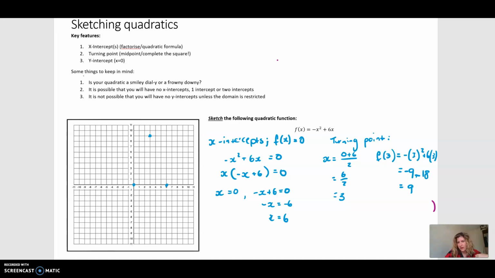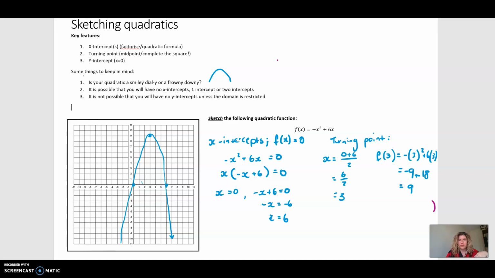Now you'll notice in this case the turning point is above the two intercepts, whereas in the last one the turning point was below. So that's going to indicate to us that we've got an upside down quadratic, a frowny face, as opposed to a happy face one. So our quadratic is going to look a little bit like that. Yours should hopefully be better than mine, but there we go.